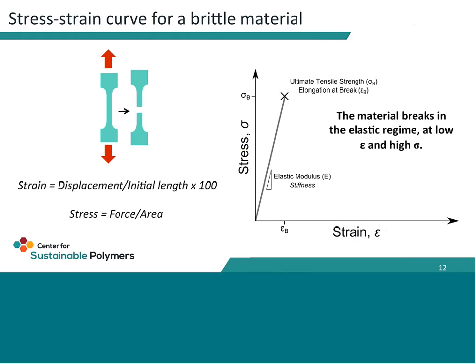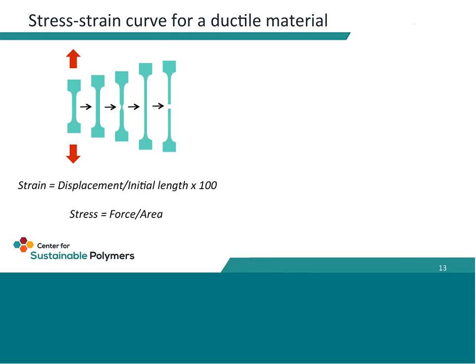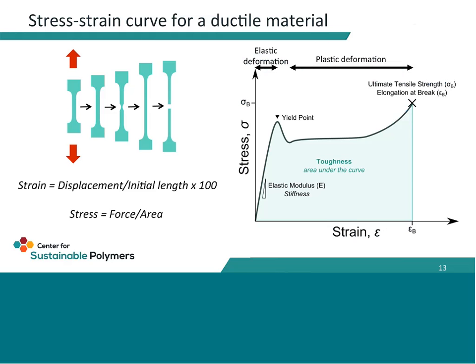So not all materials break in this way, and so something else that can happen is we might stretch it into its elastic regime. And if we release the stress, it'll go back. But if we extend it further, it might yield, and it might plastically deform, and then it might break. And so a stress-strain curve will look a little more like this.